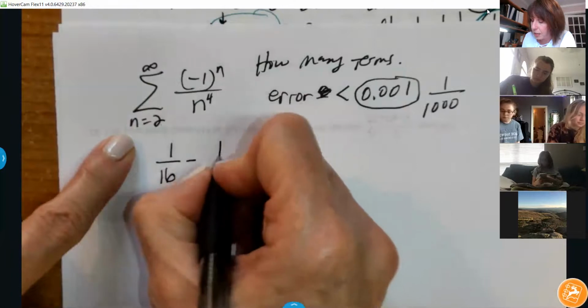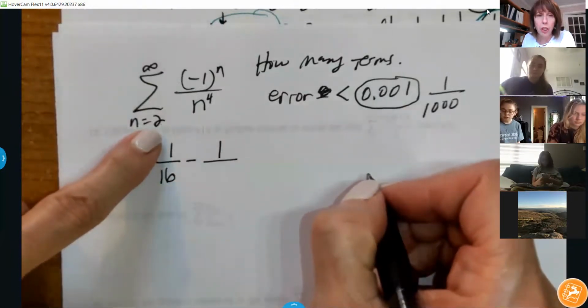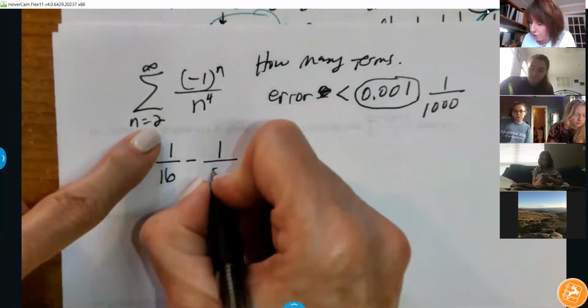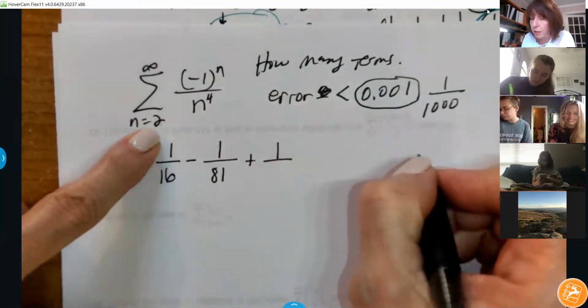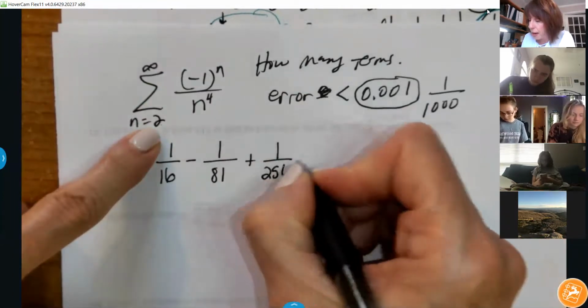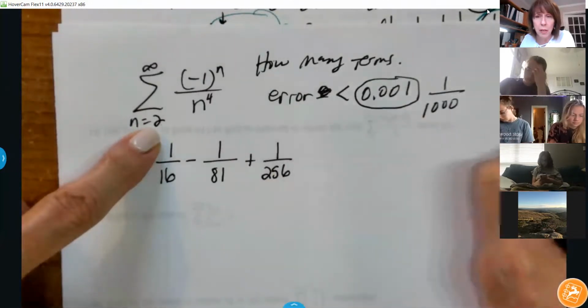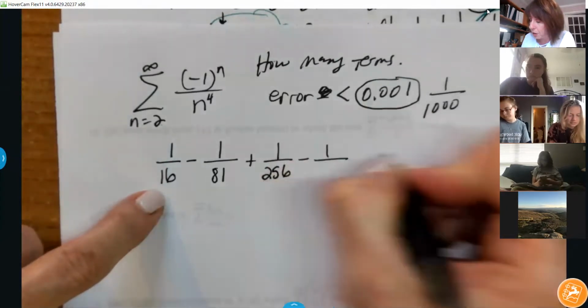The next term will be negative 1/3 to the 4th. Well, 3 to the 4th is 81. Next term will be positive 4 to the 4th, and you might need to go off to the side and do a little multiplying, and that's fine. That's a big jump. We're jumping big now. This might do it to us.